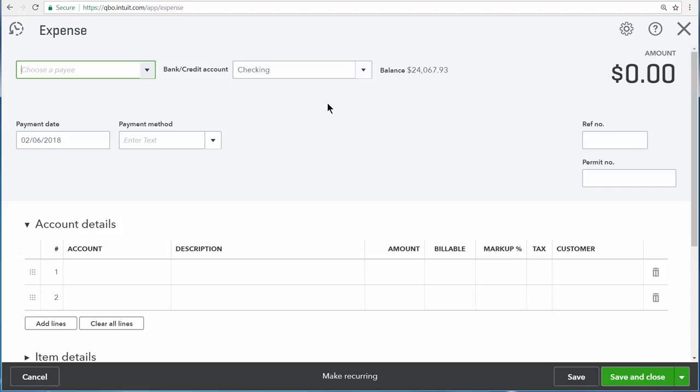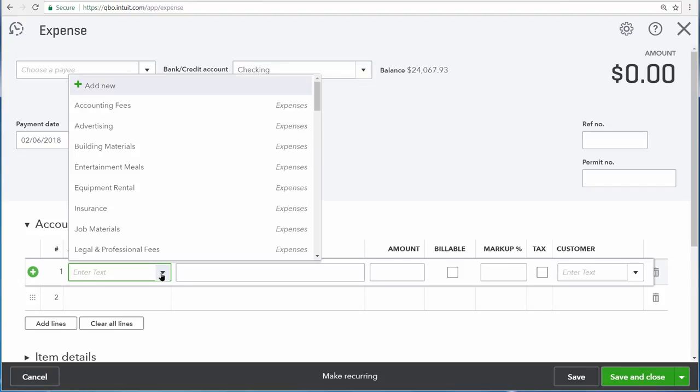Whenever we look at an expense transaction, we're able to assign where the money is coming from at the top of the form, and then down here in the account details, we tell QuickBooks why it is that we're spending the money. Most of these selections are going to be pretty clear, but there are some important things to point out. Anytime you want to see something singled out on a profit and loss statement, make sure that it has its own expense account.